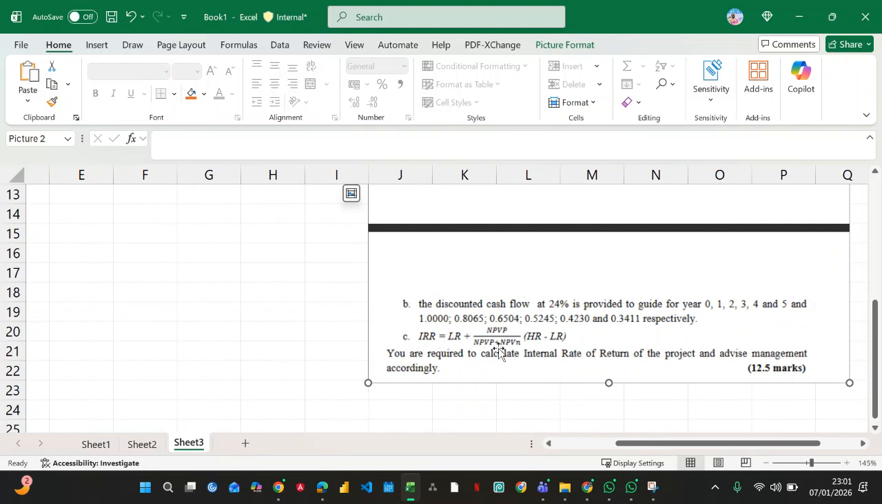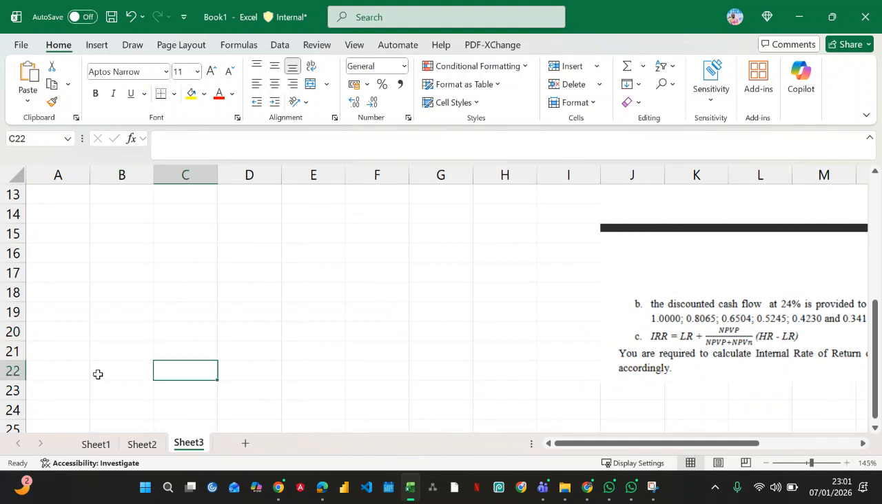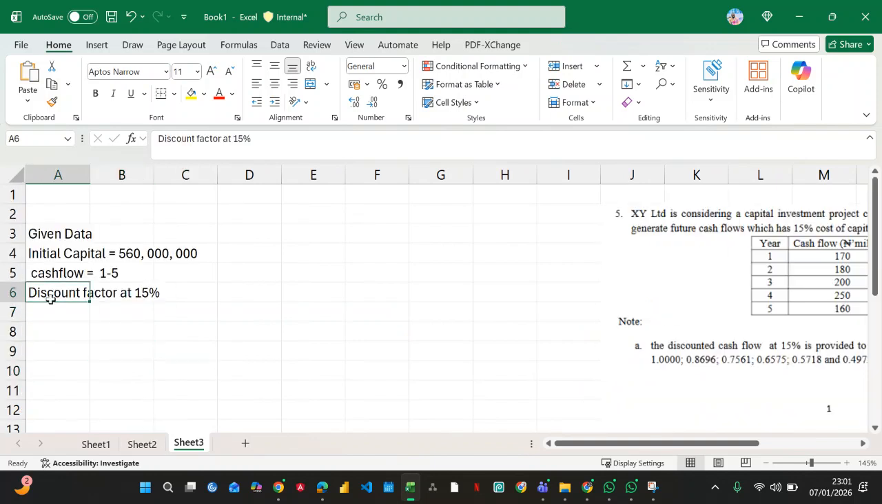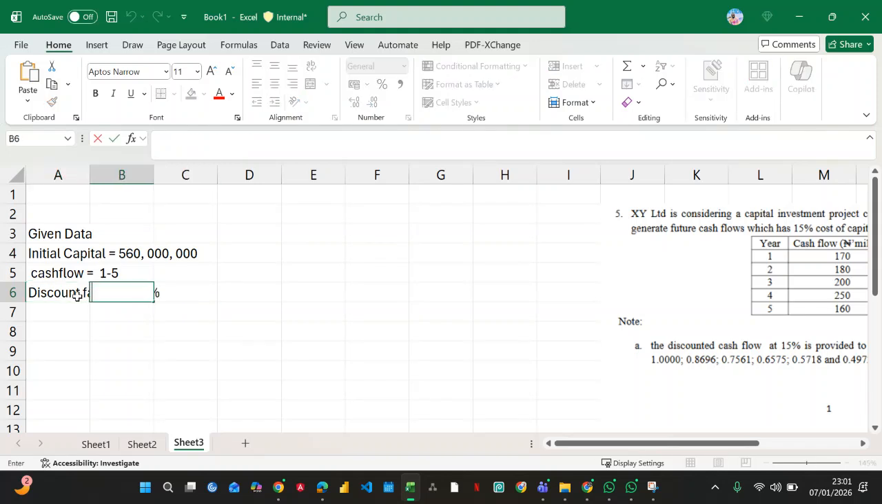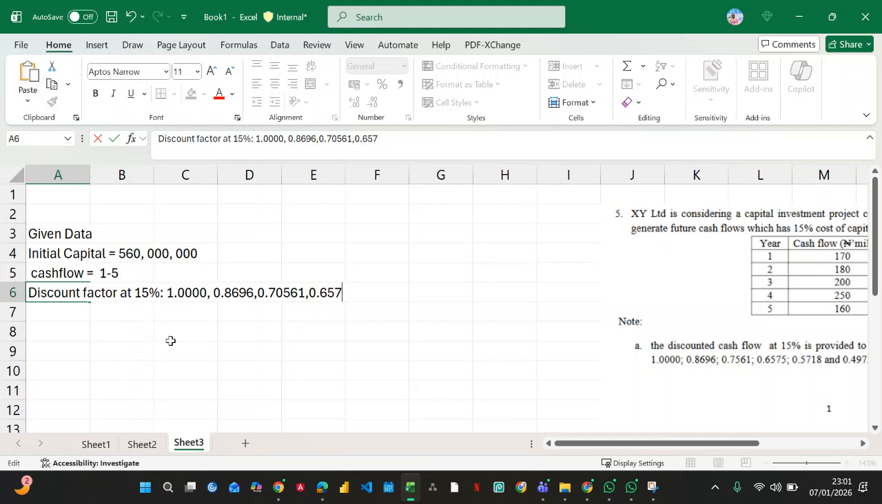And then they give us an IRR. We also have that. We just write those values down. Let me just write it for you, since we are doing it together. What I have here should be 1.000, then we have 0.8696, and then we have 0.7056, and then we have 0.6575.